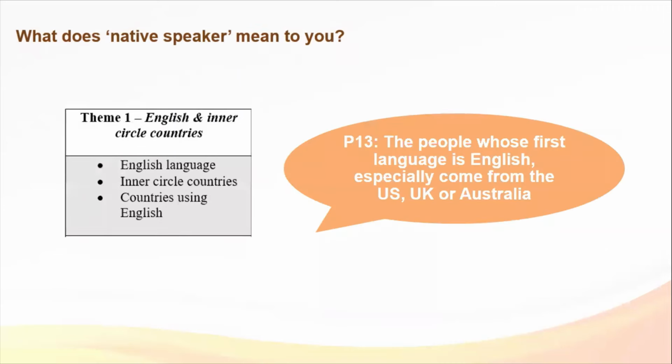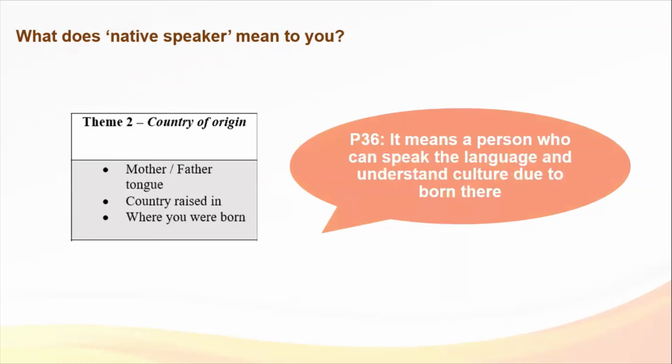Let's have a look. So I just picked out some quotes from the data to exemplify the themes. So participant 13 said, the people whose first language is English especially come from USA, UK, or Australia. So you can see here, they relate native speaker to being from inner circle countries. Participant 36, theme 2. It means a person who can speak the language and understand culture due to born there. So that's more related to their home country, their mother tongue.